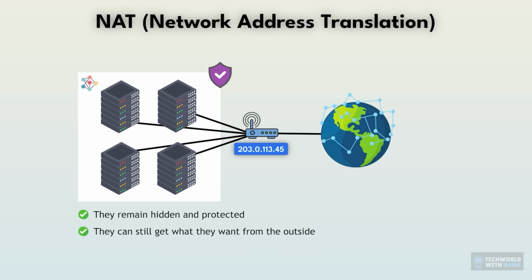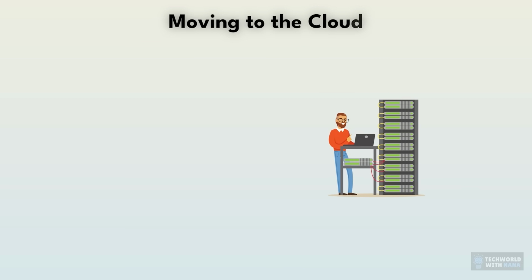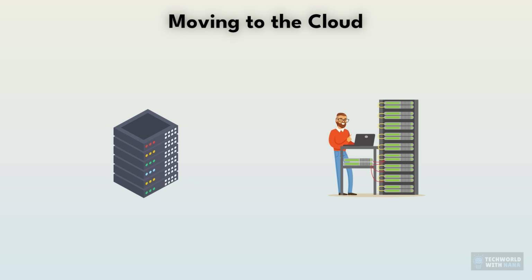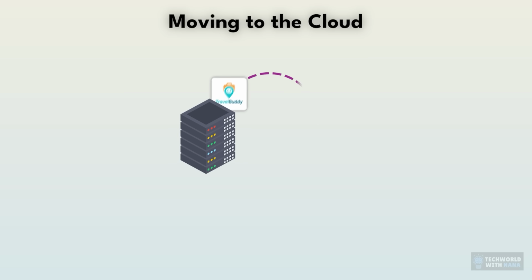At this point, we've built a solid networking foundation, but maintaining all these physical servers is becoming expensive and slow. We're spending too much time managing hardware now. We have to predict capacity months in advance. We have to buy servers, install them, maintain them. When we need more capacity, it just takes weeks to set them up. So we decide to move TravelBuddy to the cloud.